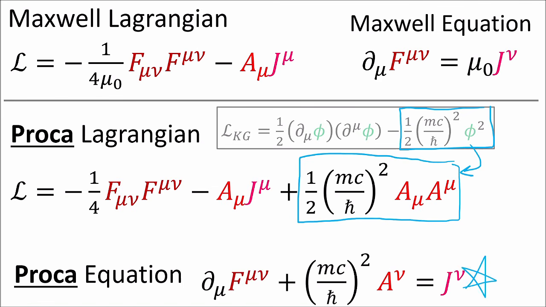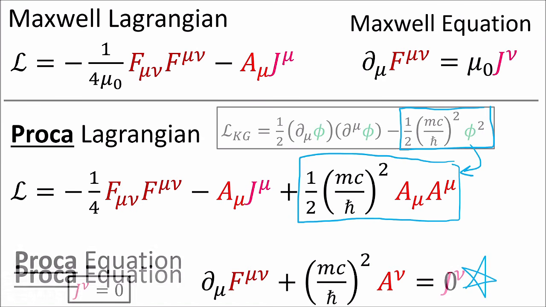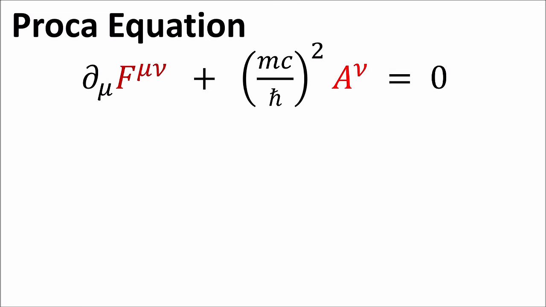For the rest of this video, I'm going to look at the solutions of the Proca equation, where the mass is non-zero, but the source term is set to 0. This describes massive vector particles like the W and Z bosons involved in the weak force. I'll return to the massless Maxwell version of this field as a special case later in the video. So let's begin solving the Proca equation.